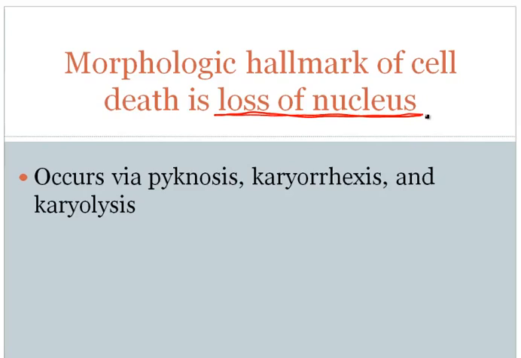After shrinking down, the next stage is breaking up of the nucleus, and that's called karyorrhexis, where the nucleus breaks up into big pieces. And finally, the final stage is karyolysis, where those pieces are then broken down into basic building blocks. And so the three phases of loss of the nucleus are pycnosis, karyorrhexis, and karyolysis. Very important to be familiar with, relatively high yield terms.